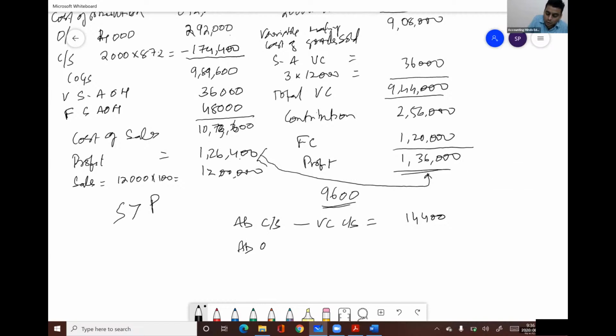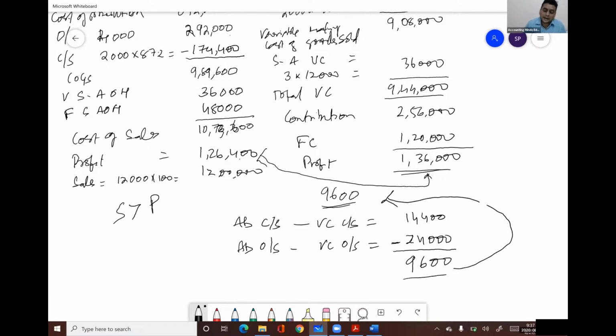Absorption costing opening stock and variable costing opening stock difference also you find. How much is that? Opening stock difference is how much? 24,000, sir. Right, 24,000 minus 14,400. So how much is that? 9,600. Agree? Agree or not, Manisha? Yes, sir.